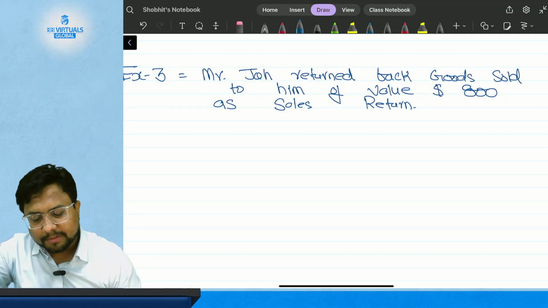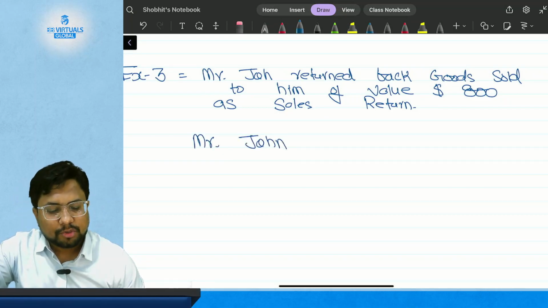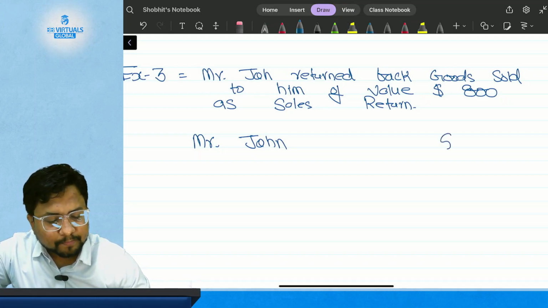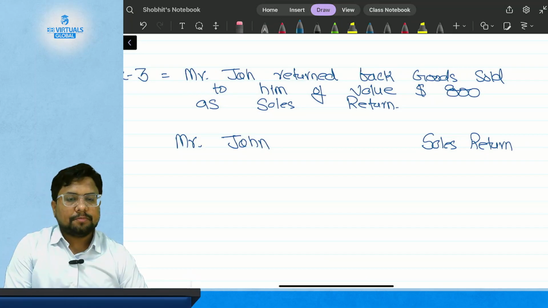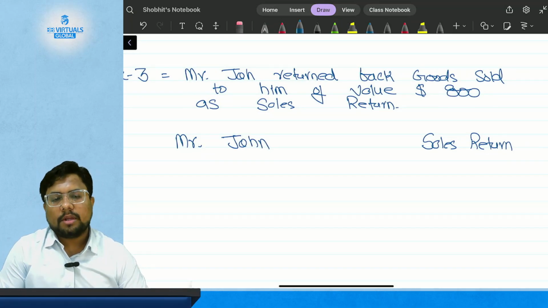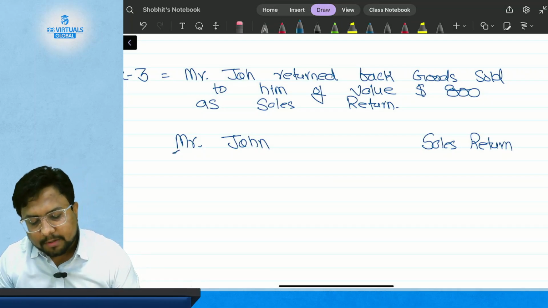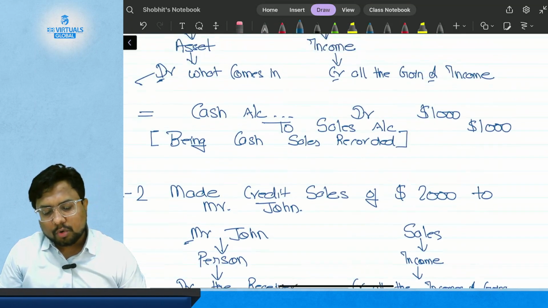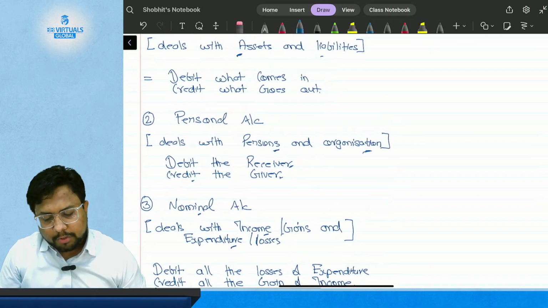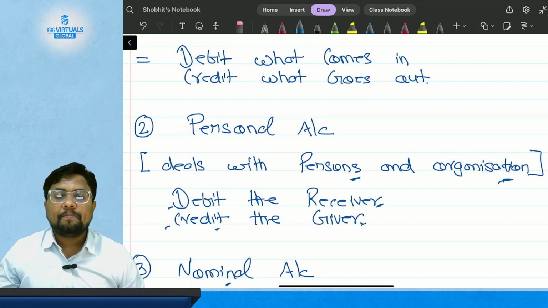So there are now two elements. The first element is again Mr. John, and the other element is sales return. First we will deal with Mr. John. Who is Mr. John? Mr. John is a person. And when it comes to rules, who deals with person? Rule number 2, the personal account rule, deals with persons, and it says debit the receiver, credit the giver.